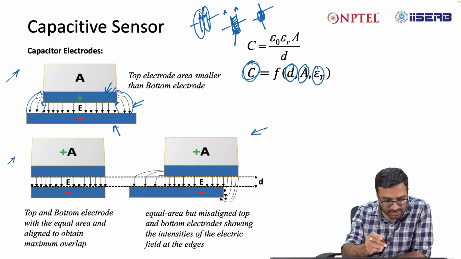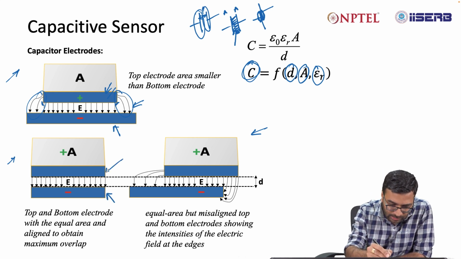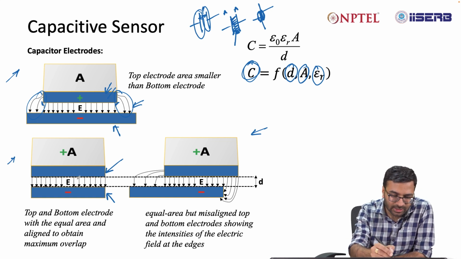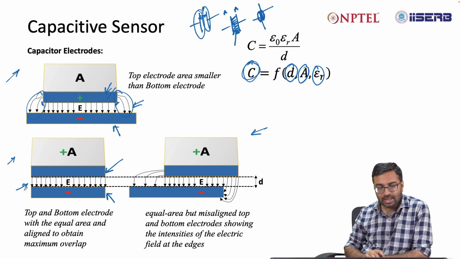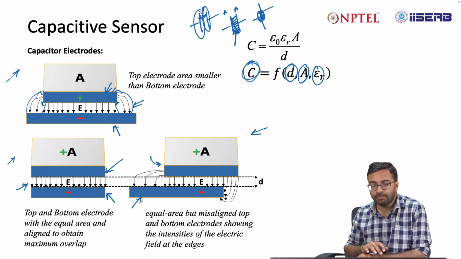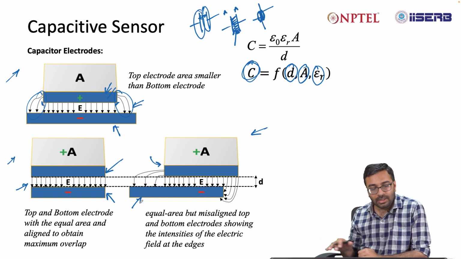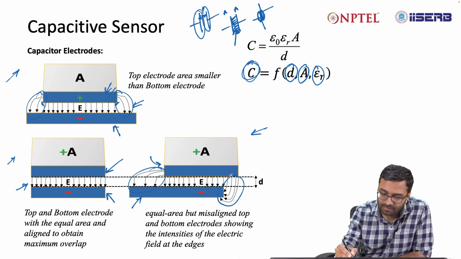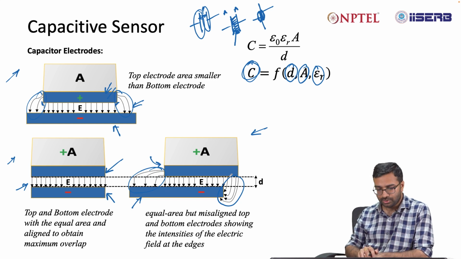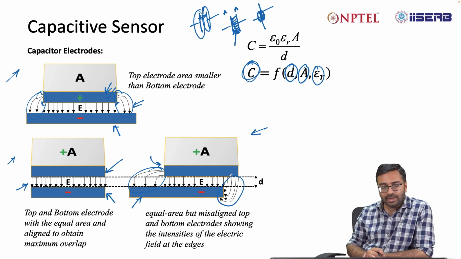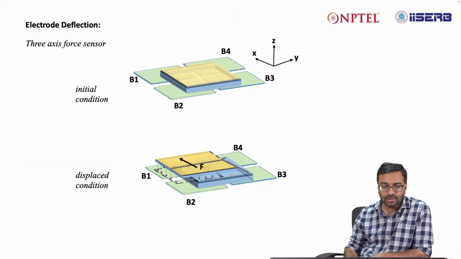The second consideration is if your top and bottom electrodes are both of the same size. In that case, throughout the capacitor you will find that your electric field distribution is straight. And third is if your top and bottom electrodes are misaligned. Even if they are equal, they are misaligned. In that case, at the edges you will have this type of electric field distribution, and we may take advantage of these different electrode arrangements. How can we take advantage? Let us see with one example.